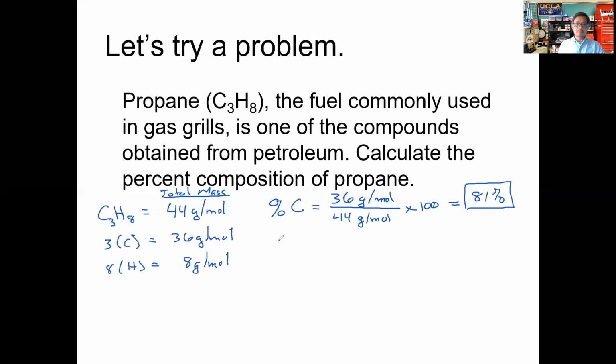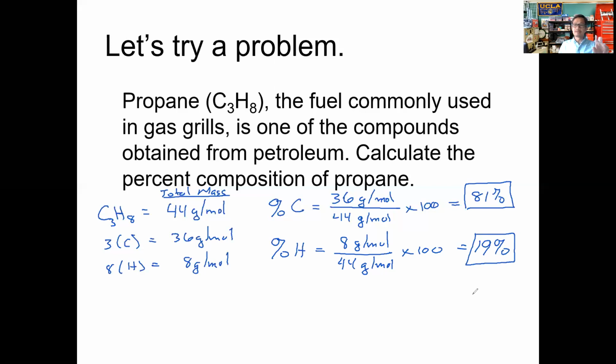Doing the same thing for hydrogen, the percent of hydrogen is the total molar mass of hydrogen in the compound, 8 grams per mole, over the total mass of the compound itself, 44 grams per mole, times 100, and we get a percent composition of 19%. That's how we obtain the percent composition of elements in a particular compound if we know the formula and we're not given actual masses.